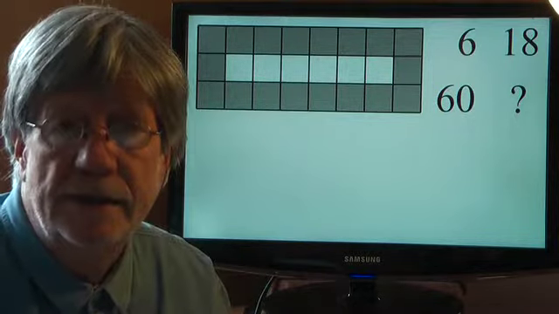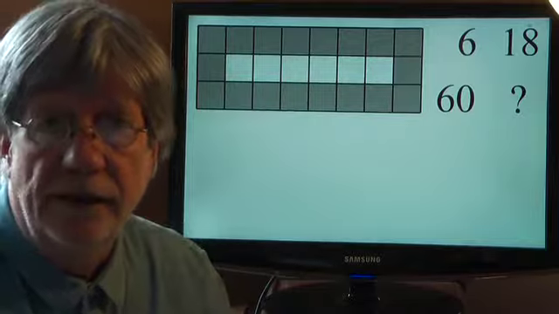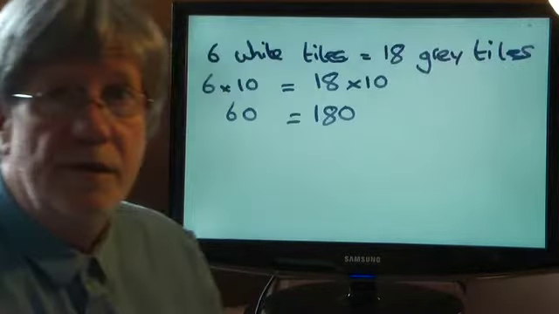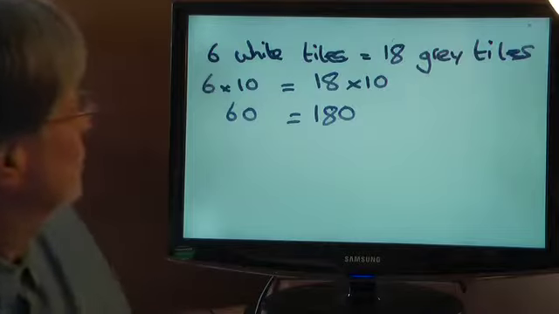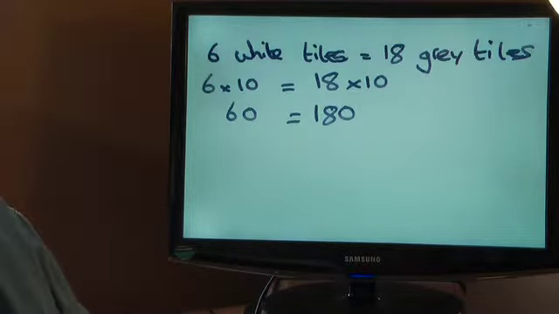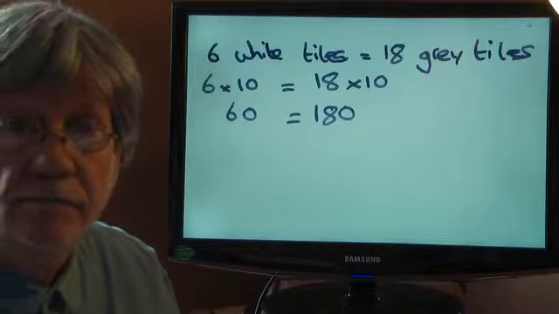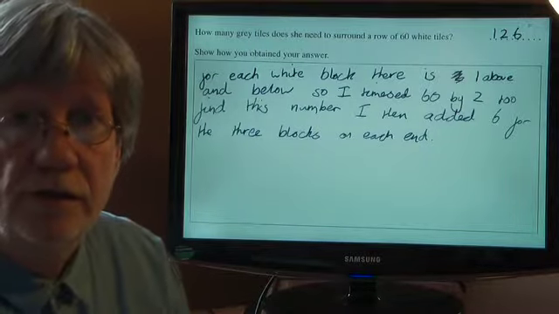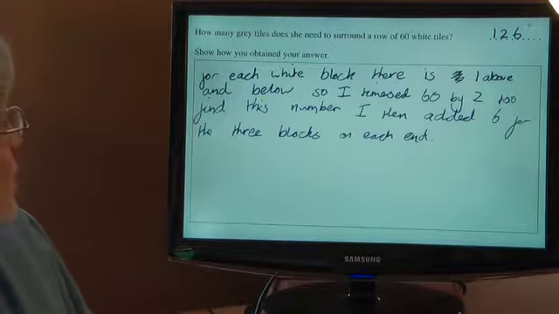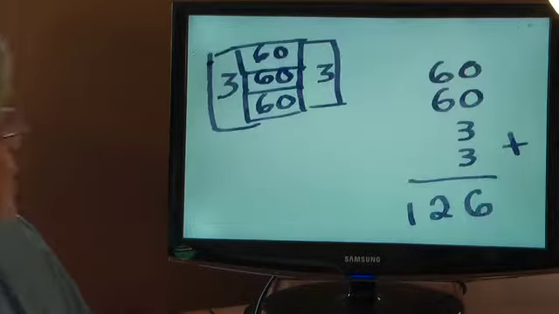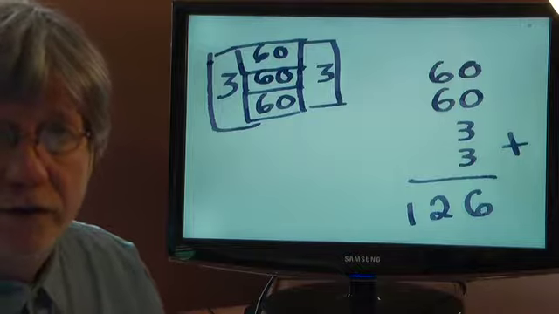You might describe it as, well, for all the white tiles there are some grey ones on top and some grey ones beneath and a few at the end, that kind of thinking, or would they simply home in on the numbers? So here's an example of a student who just worked with the numbers. 6 white tiles matches 18 grey tiles, 6 times 10 matches 18 times 10, 60 matches 180. Here's a nice structural answer. For each white block there is one above and one below, so I times 60 by 2 to find this number. I then added 6 for the 3 blocks on each end. And here's a sort of geometric version of that, a very nice, clear way, I think, of structuring a task.